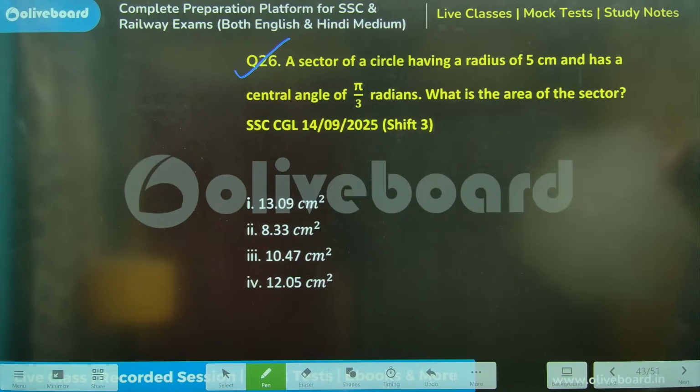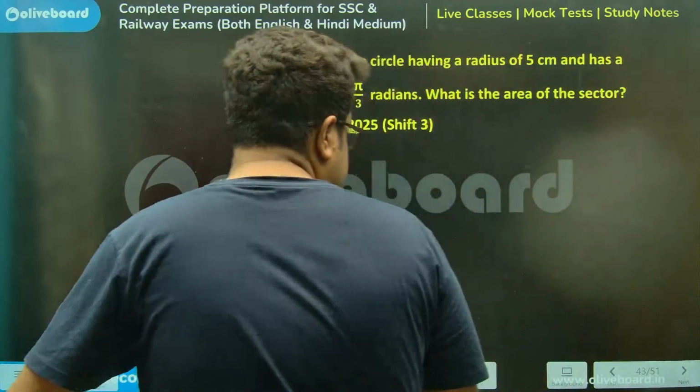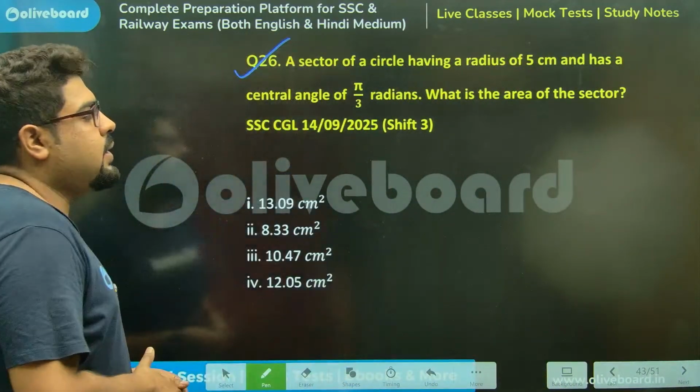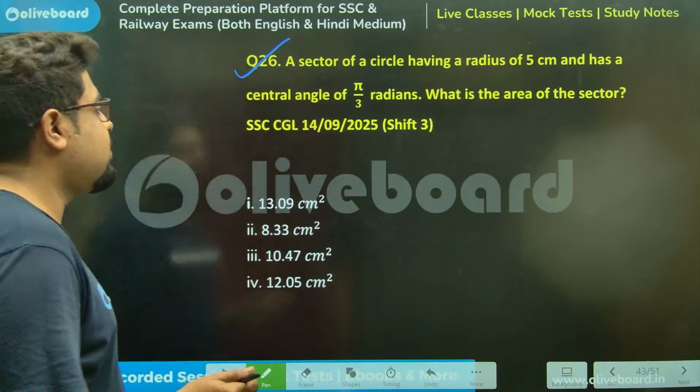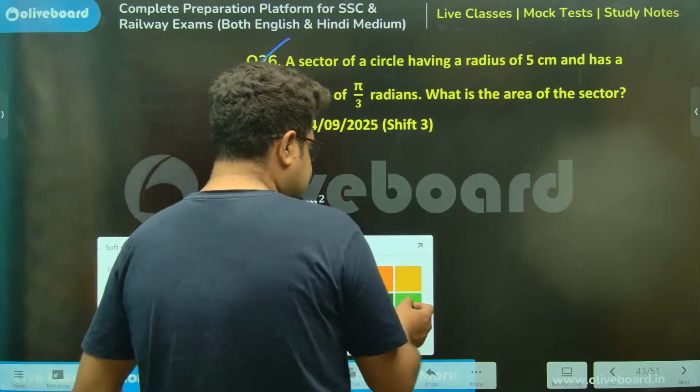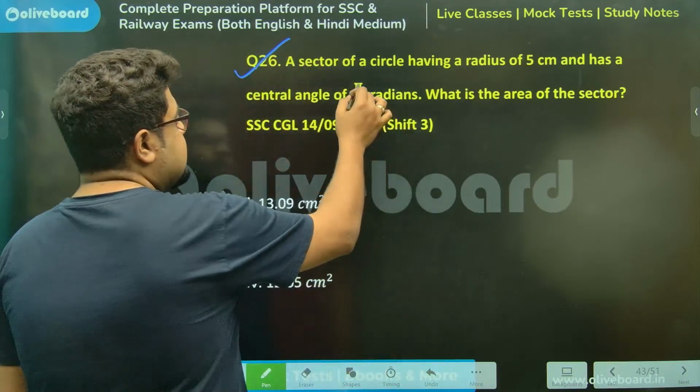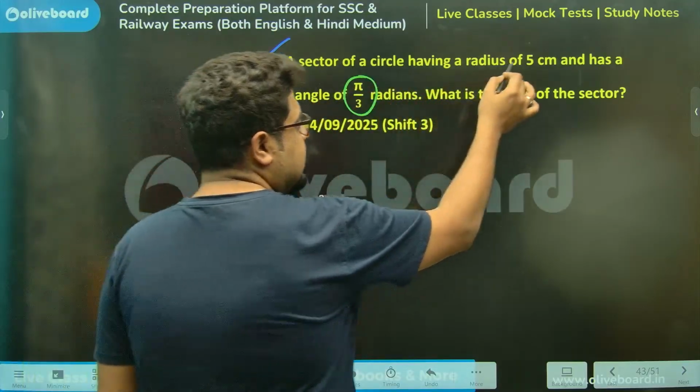Anyone? Anybody, sir? How can we solve this? Just put the values in the formula. Nothing fancy is required here. Sir, radian, the only thing is it is given in radian.